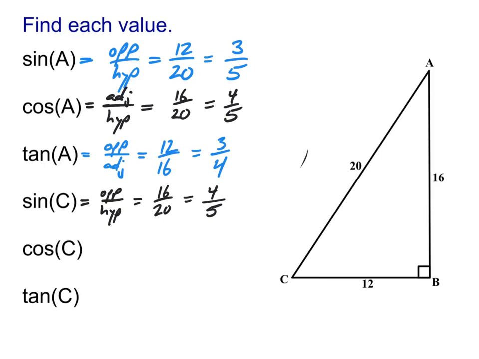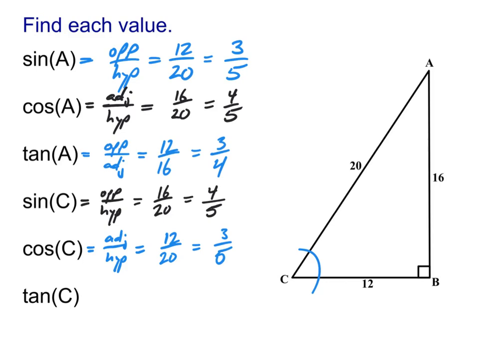All right, let's keep going around the horn then. Next up is cosine of C. So cosine is adjacent over hypotenuse still. And the adjacent from C here is going to be the 12. And so it's going to be 12 over the hypotenuse, which is still 20. So it's 12/20, which reduces to be 3/5. And again, notice the cosine of one angle equals the sine of the other angle. That is a pattern, and that will stay true.